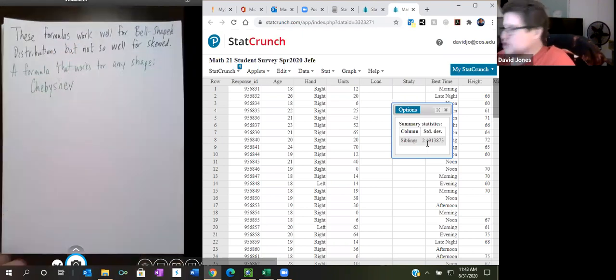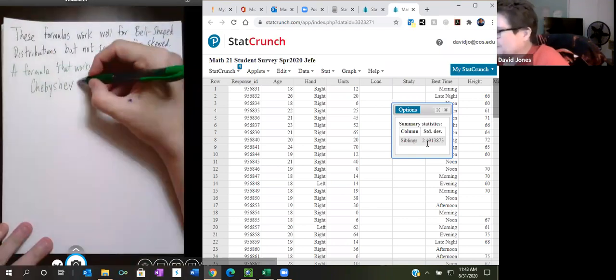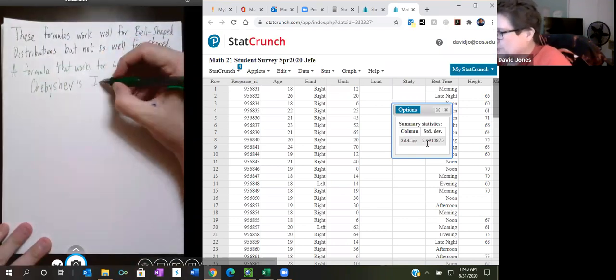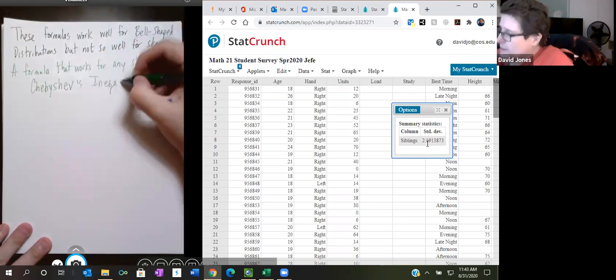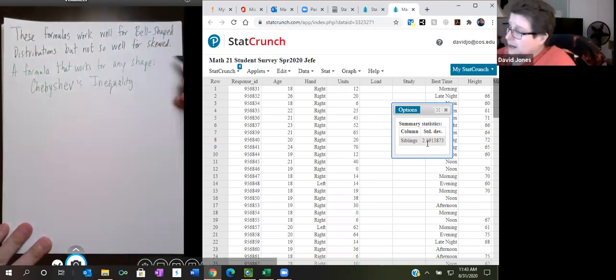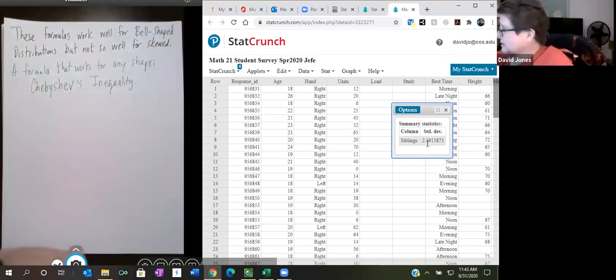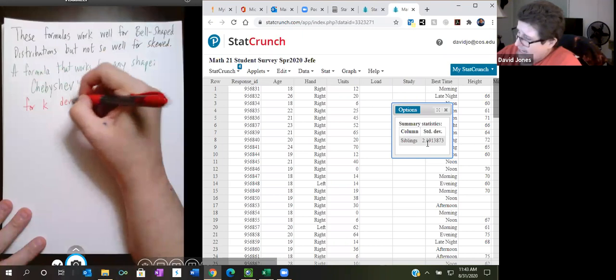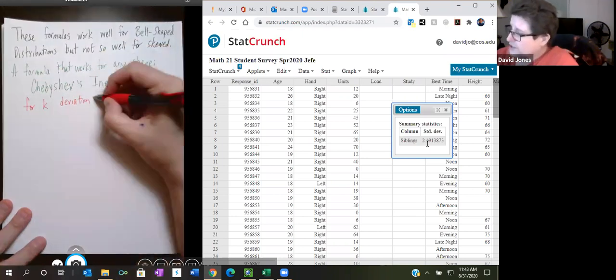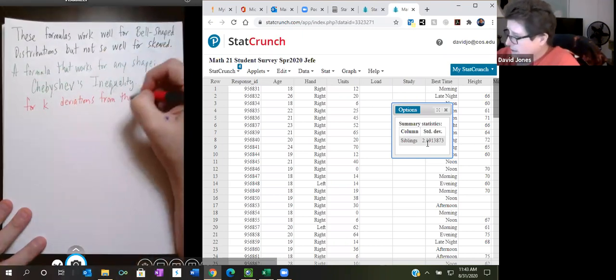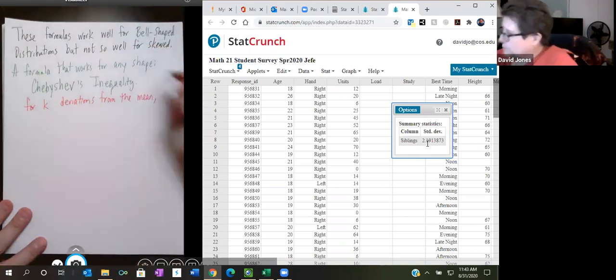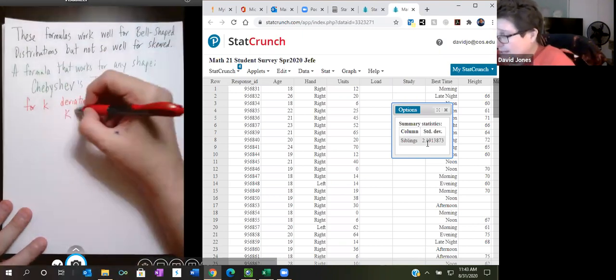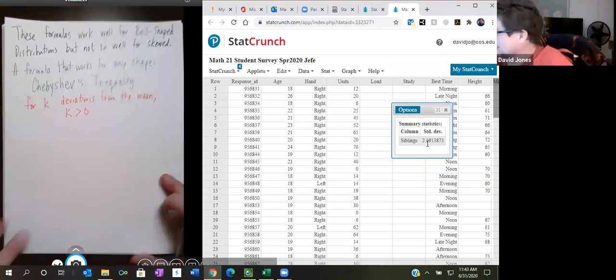Chebyshev. It is a fantastic name. I love the name Chebyshev. Chebyshev's inequality, and it works for any shape. For k deviations from the mean, where k is like a variable here, which means we want k to be greater than 0. We don't want k equals 0. That's useless.